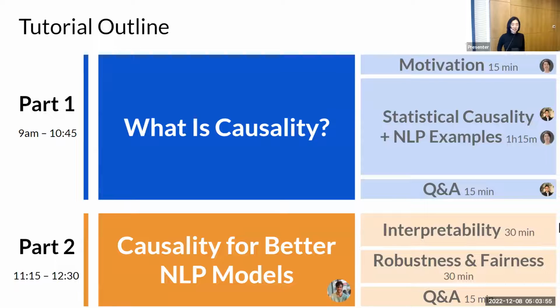For things to expect, the entire tutorial will be split into two parts. The first part will last about half of the time, and we will start with a motivation, go into the statistical view about causality, with NLP examples. Then we will do a round of Q&A. In the second part, we will focus on causality for better NLP models, and we will cover topics such as interpretability, robustness, and fairness, ending with another Q&A.